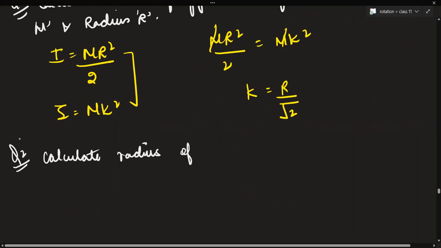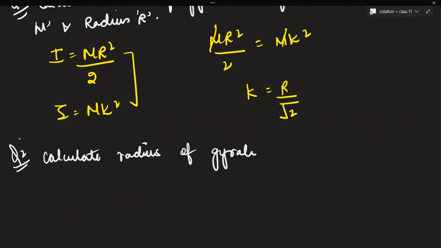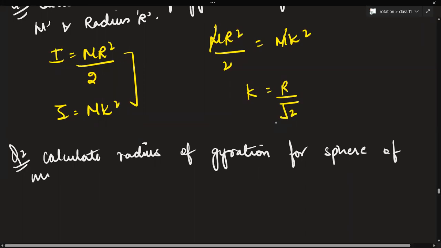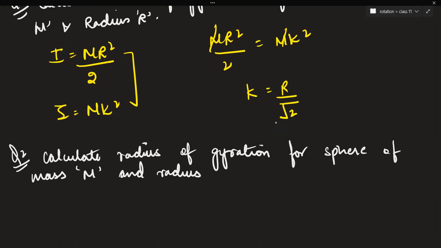Calculate the radius of gyration for a sphere of mass m and radius r.